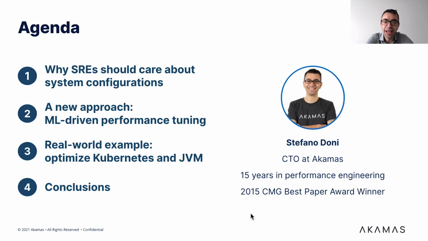We will start by discussing the SRE challenges for ensuring application performance and reliability. We will then introduce a new approach based on machine learning techniques, and then we will see how the new approach can be used to automatically tune today's complex applications by focusing on optimizing a microservice application running on Kubernetes and the JVM. Finally, we'll conclude by sharing some takeaways on how this approach benefits SRE teams.